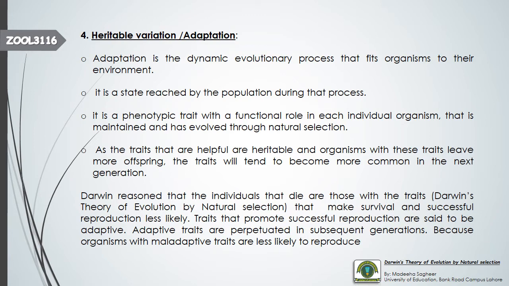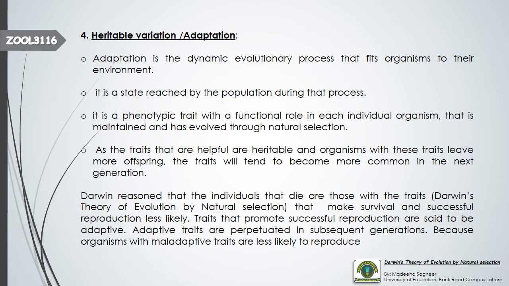Adaptation obviously takes place through heritable variations. The variations that cannot be inherited cannot make an adaptation in a population; they can adapt only an individual. But heritable variations can adapt the population because they are inherited by the next generations. The fourth point is, as the traits that are helpful are heritable, organisms with these traits leave more offspring, and the traits will tend to become more common in the next generation. Alright, this is what we have talked about a lot.